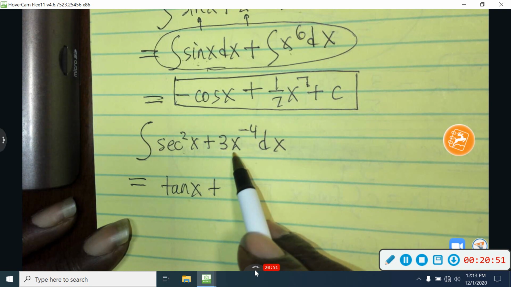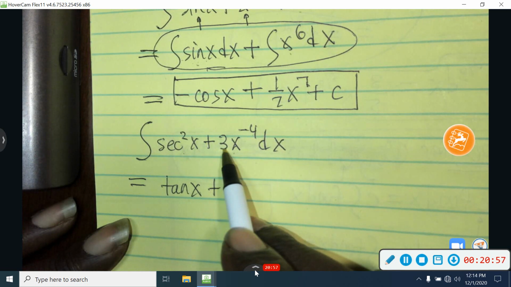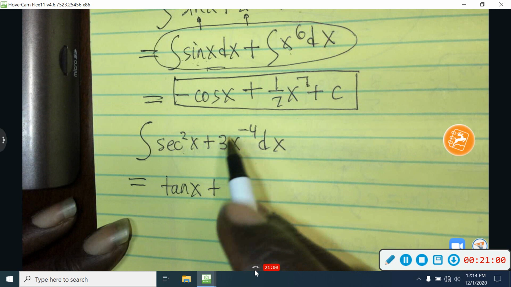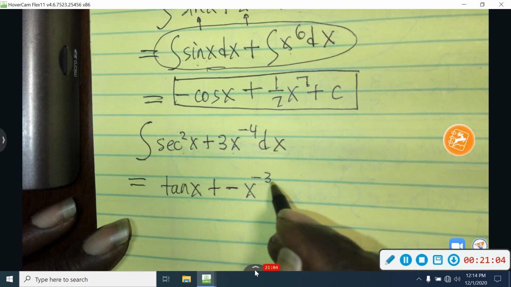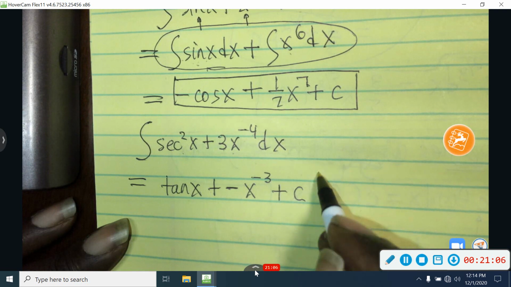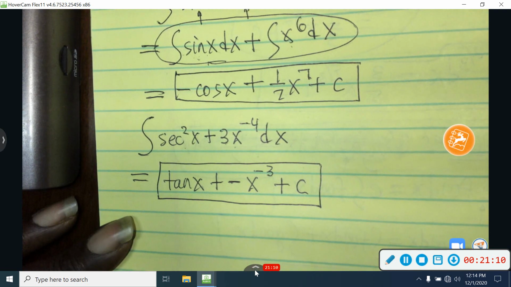And remember, here we got a reverse power rule. So add 1 to minus 4, you get what? Minus 3. And then divide by that minus 3. It cancels with this 3 and leaves a minus x to the minus 3. And then add your constant. Do another one.